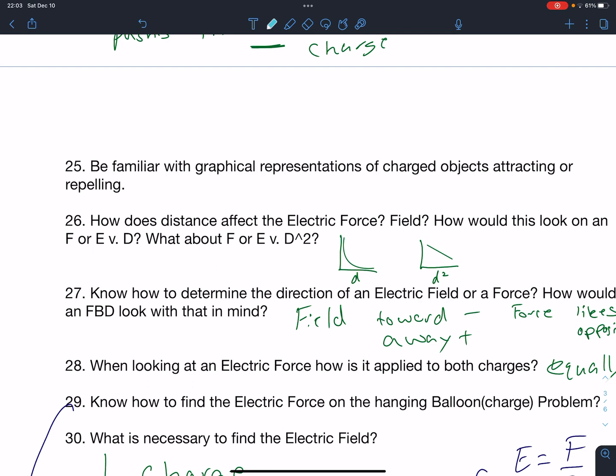I have no idea what I meant by 25. I tried to figure out what I meant by 25. I don't know what I meant by 25. I'm really sorry. I'm sure it had a reason.